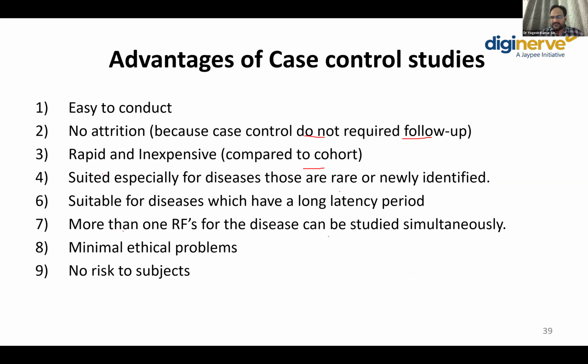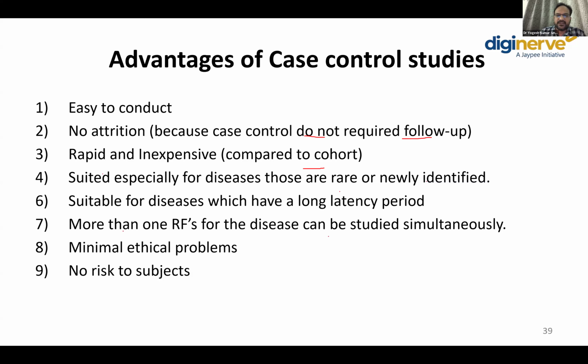The next one is the advantages of case control studies. Case control studies are easy to conduct. There is no attrition. Attrition means loss to follow-up, so there is no follow-up. These are rapid and inexpensive compared to cohort, because in cohort we have to do follow-up. We are not doing follow-up here. We are meeting the patient one or two times. That's why it is inexpensive and rapid.